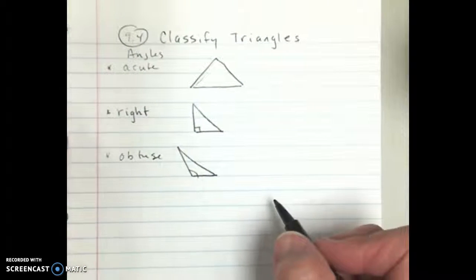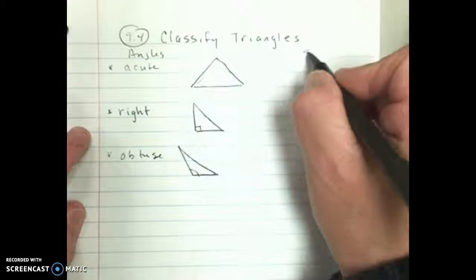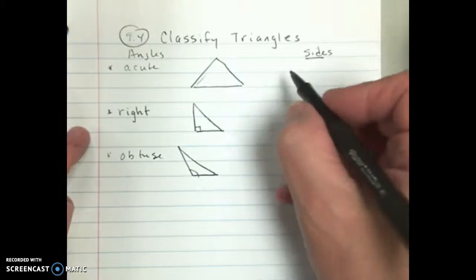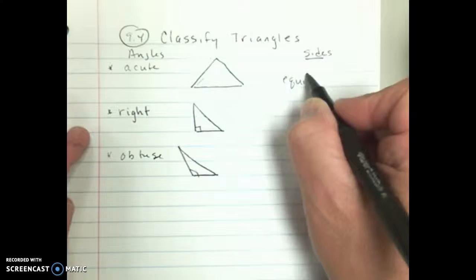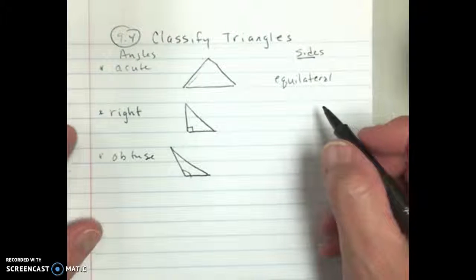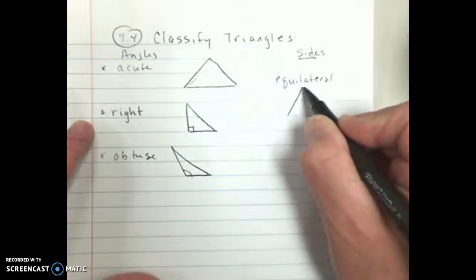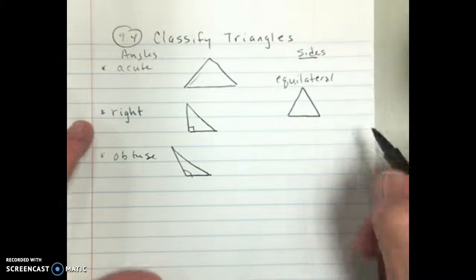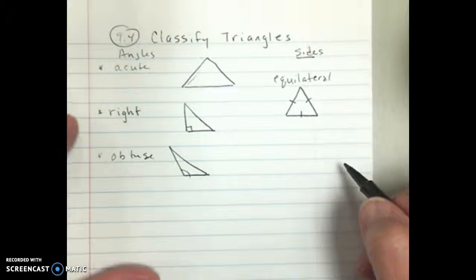Now we can also classify triangles based on their sides. So if we classify it or name it based on the sides, we can give it the name of equilateral. And an equilateral triangle is one that has all of the sides the same. So all the sides are the same length, and it's usually marked like that to let you know that all the sides are the same length.